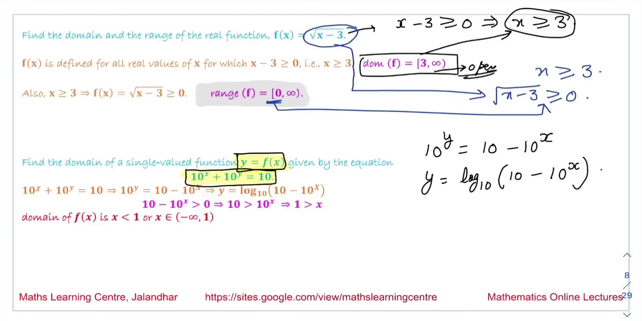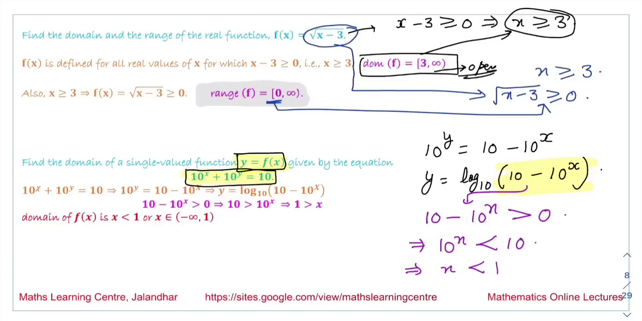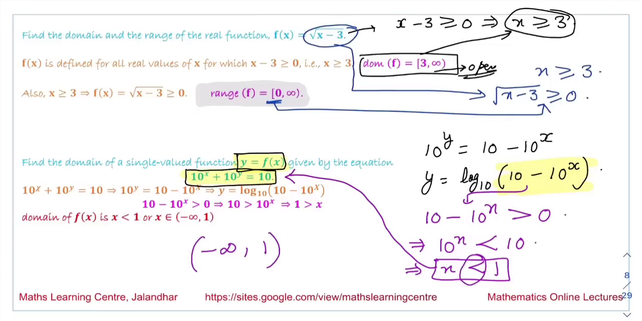Now we know that this log function is defined only when this term is greater than 0. So we are saying 10 minus 10 raised to the power x should be greater than 0. For this function to be defined, this should be greater than 0. So what we get is that 10 raised to the power x is less than 10, and this implies x is less than 1. So we are saying what values of x can be substituted over here? It is x less than 1. So the domain of this function is minus infinity to 1. It is less than over here.